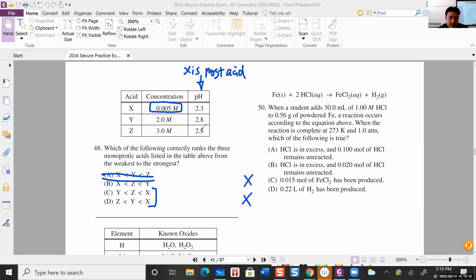And then do you see that Y is the next strongest? Y is the next strongest.